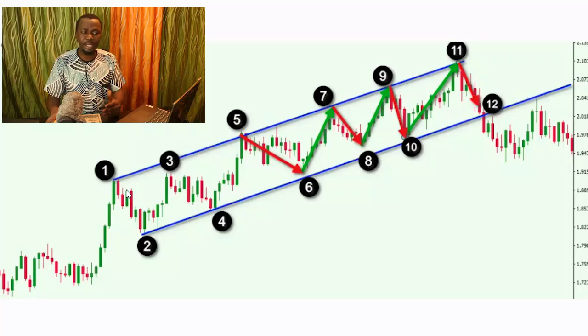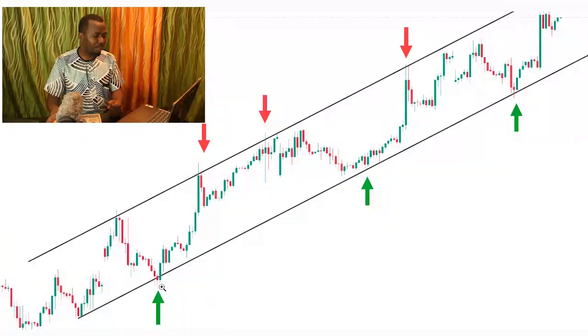But know that the real money is from this bottom, because the market is clearly in an uptrend. So this is how you trade using a trend line. So this is another example. The market is clearly in an uptrend. You can clearly see we have two trend lines.